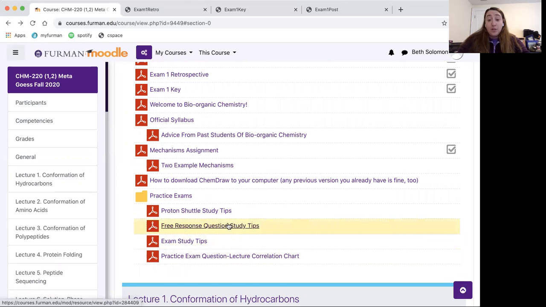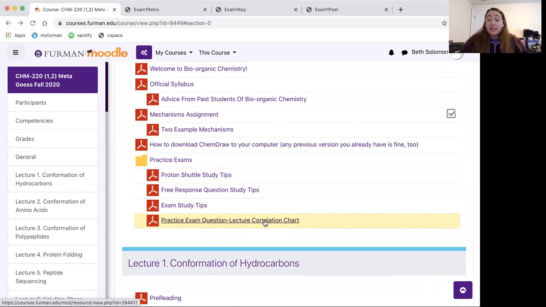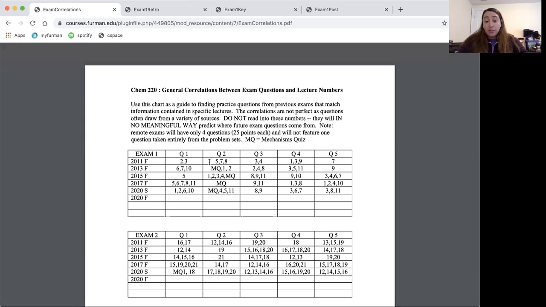There's also the retrospectives for those exams, this practice exam question lecture correlation chart. And it goes through and it tells you over here the exam, the year, so 2011 fall. Question 1 came from 2 and 3. Question 2 came from 5, 6, and 7, and those are the lecture numbers.